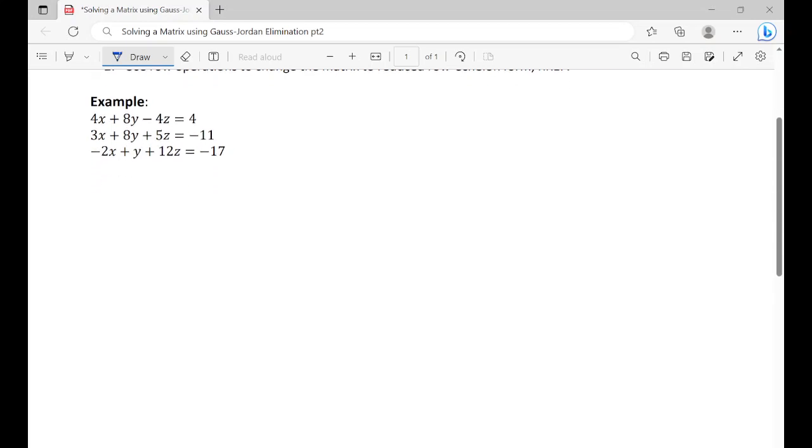So here is our linear system, and we're going to first put it into an augmented matrix. So first row is going to be the first equation, 4, 8, negative 4, and 4 again. Then the next is going to be 3, 8, 5, negative 11. And then the third, negative 2, 1, 12, and negative 17.